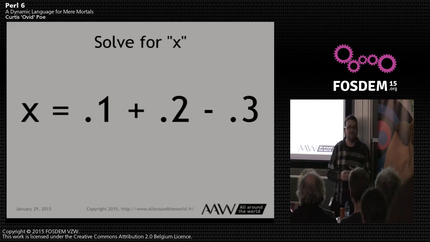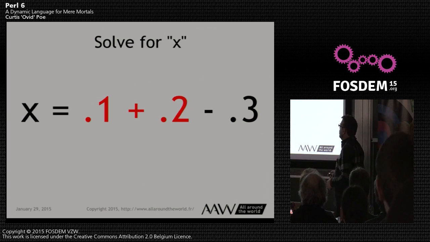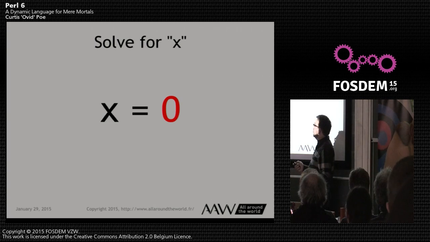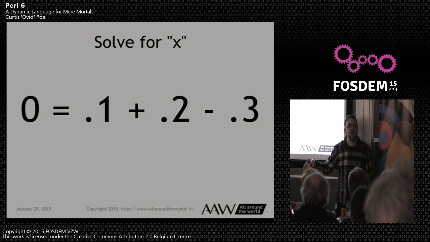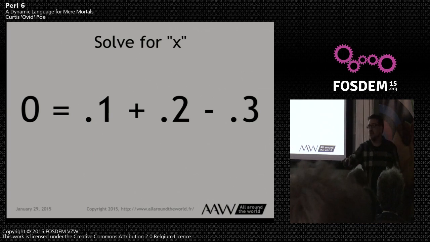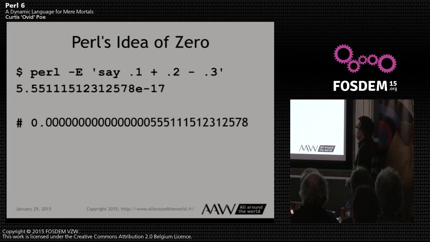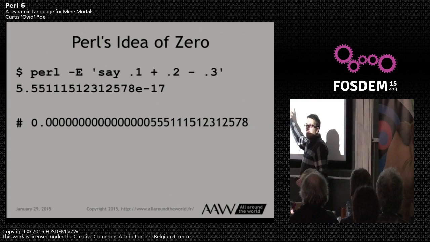Let's do it again. First of all, does this look difficult for anyone? Okay, 0.1 plus 0.2 is 0.3, minus 0.3 is 0, x equals 0. Forget about computers. Would your teachers in maths class have said this is correct? Yeah. What does Perl think about this? That's a very small number.